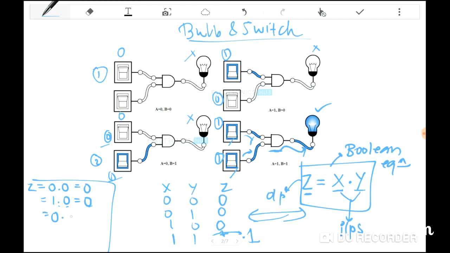Now when one input is 0 and one input is 1, the output is again 0. That is, when 0 is ANDed with 1, the output will still remain 0. And the last condition is when one input is 1 and it is ANDed with the next input that is also 1, we will get an output of 1. So if you logically see, this ANDing is nothing but multiplying. 0 into 0 is 0, 1 into 0 is 0, 0 into 1 is 0, and 1 into 1 is 1. This is just a multiplication, to be more precise.